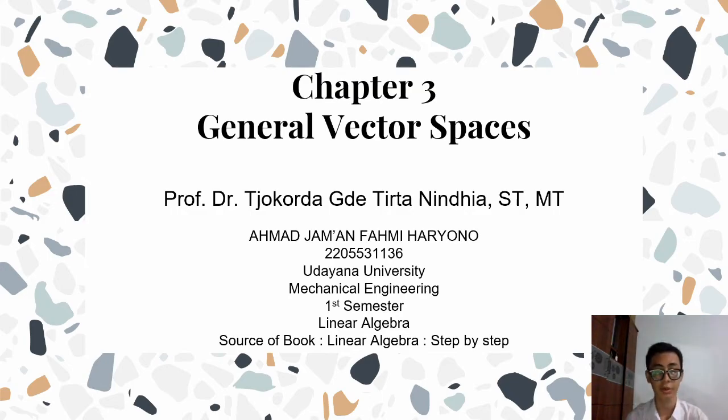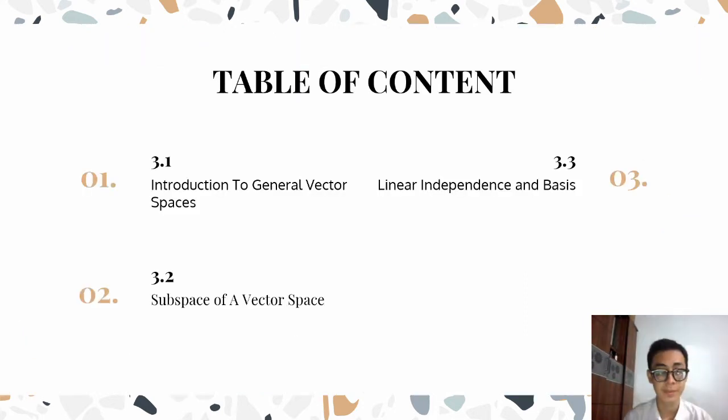We are going to talk about chapter 3, general vector spaces. Here is the table of contents. Number 1, 3.1 Introduction to General Vector Spaces. 3.2 Subspace of a vector space. 3.3 Linear independence and basis.